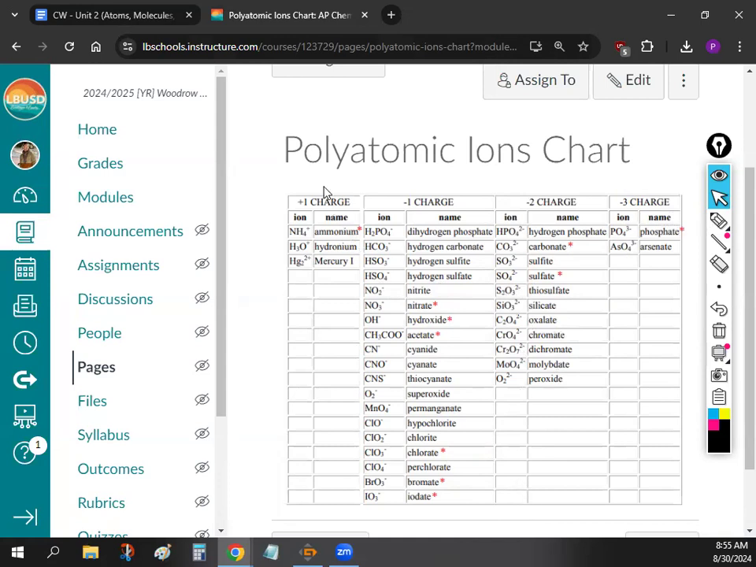Okay, but these function pretty much the same as the regular monatomic ions. These are just groups, and these guys like to stay together. Okay, we don't like to break them up. Okay, any questions on polyatomic ions? It's just a molecule that has a charge.